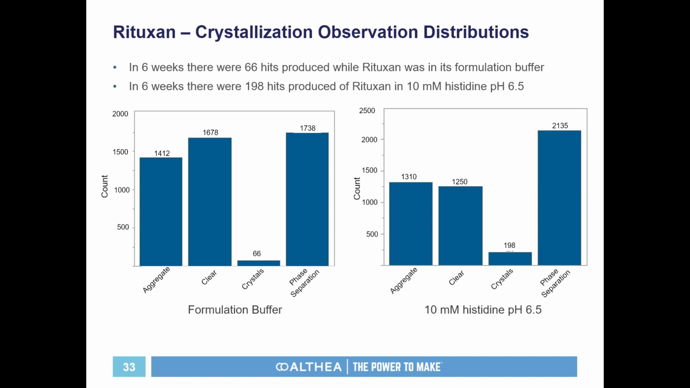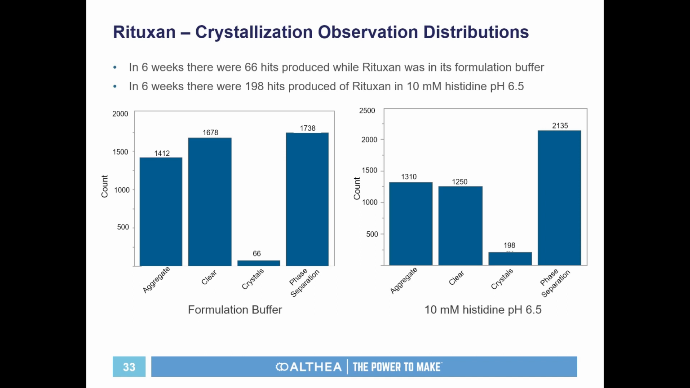So here are the results after the 6 weeks incubation time. These results are comparing the Rituxan suspended in the formulation buffer that's commercially available and the Rituxan suspended in the 10 millimolar histidine, pH 6.5 that we chose based on this pre-crystallization method.